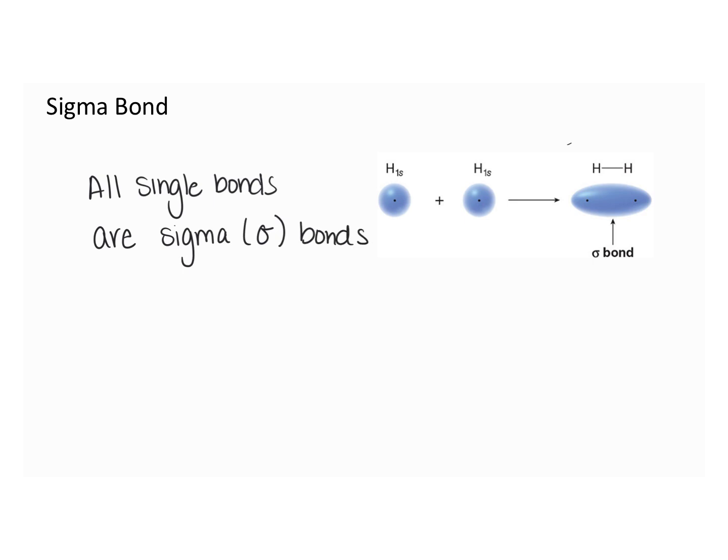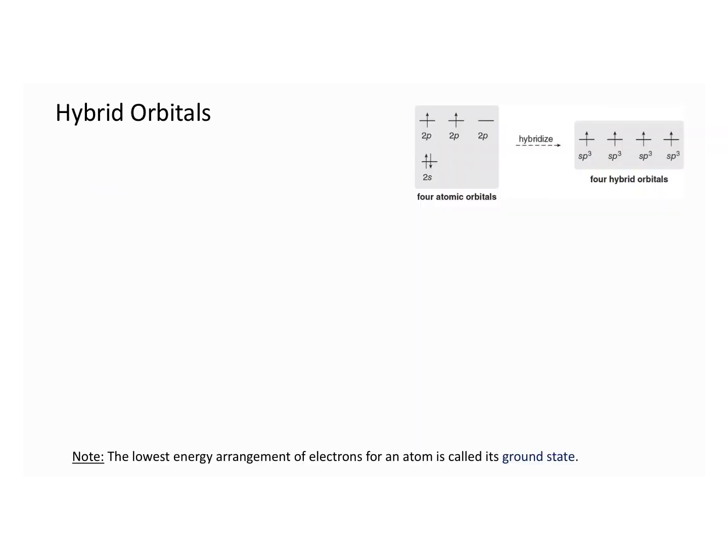This bond is cylindrically symmetrical, because the electrons forming the bond are distributed symmetrically about an imaginary line that connects the two nuclei. Now, we looked at hydrogen, which is kind of our simplest molecule. Let's look at something a step more complicated, the bright shining star of organic chemistry, which is carbon.